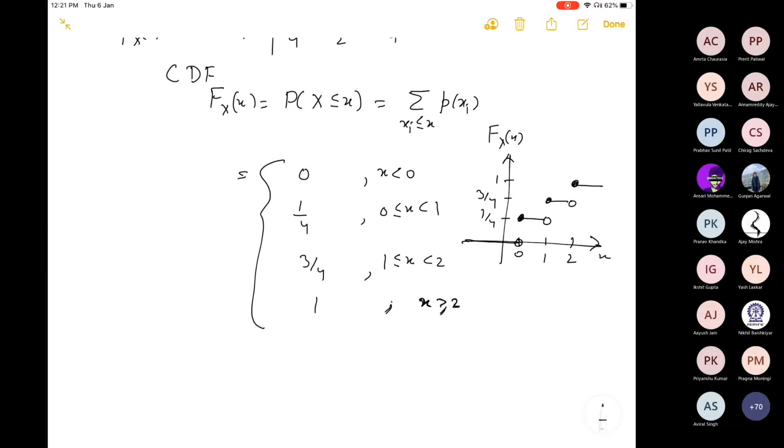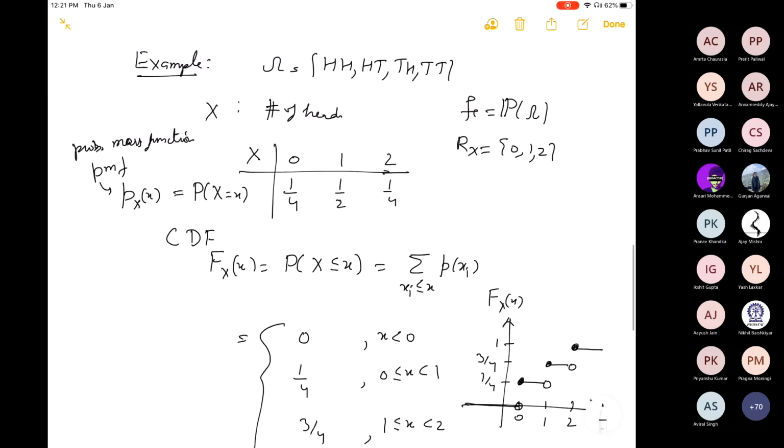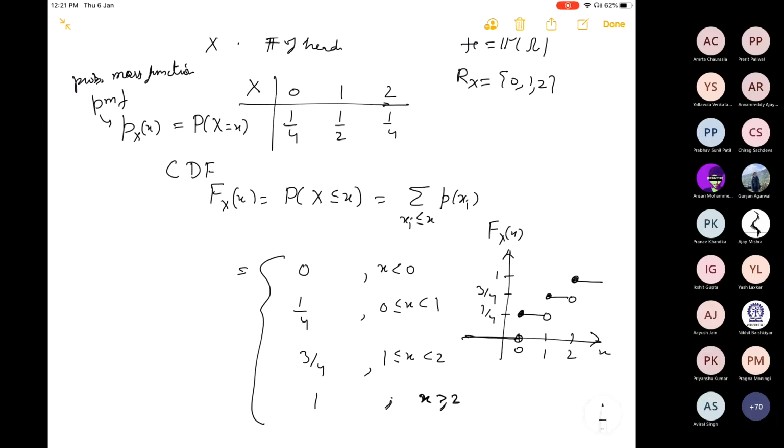So you can see that in the discrete type, because only discrete points 0, 1, 2 are there, that is, when there are a countable number of points, then we get a step function kind of CDF. The CDF is basically this kind of thing, with some steps like this. Therefore the corresponding random variable is a discrete type random variable.